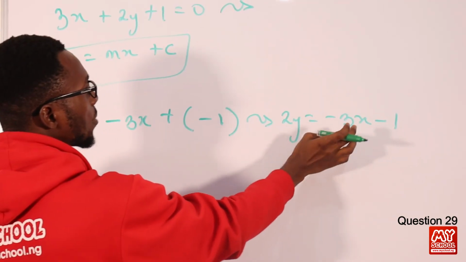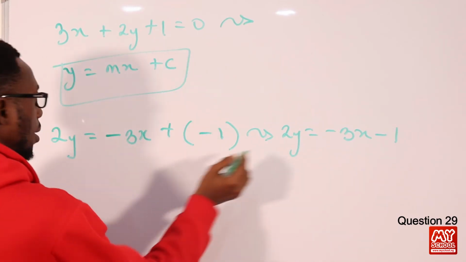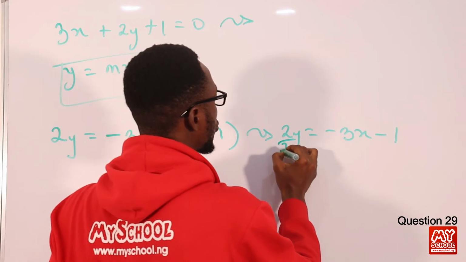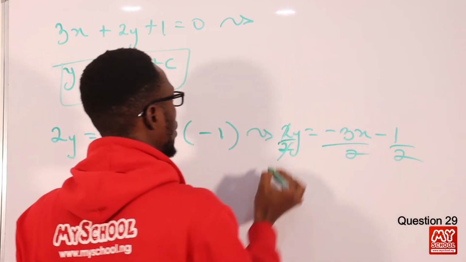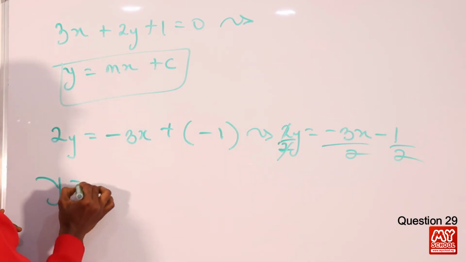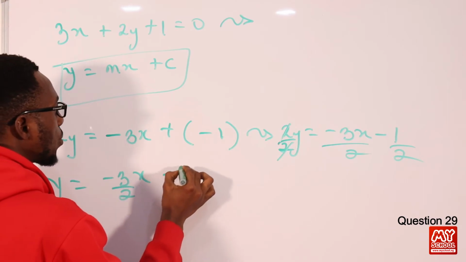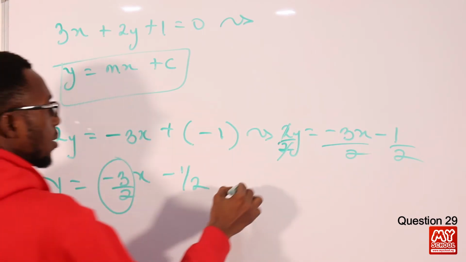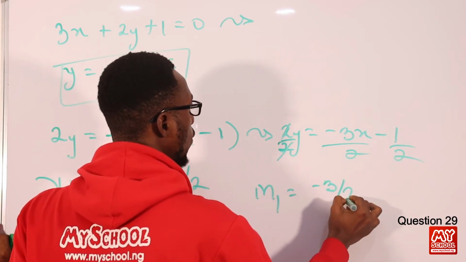So this is the intercept, this is the gradient, but not yet. All right, so we are looking for y, not 2y. So we're going to divide both sides by 2. Okay, so I have my y equals minus 3 over 2 x, minus 1 over 2. So definitely this is my m. My m1 is actually minus 3 over 2.